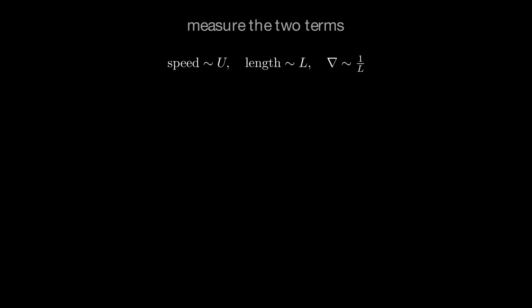So let's measure how big each term is. Call the flow speed u and the size of the object L. A derivative is a change over a distance, so it roughly divides by L. Start with inertia. The velocity is about u. The gradient of velocity divides by L, so it is about u over L. Multiply them, and inertia comes out around rho times u squared over L.